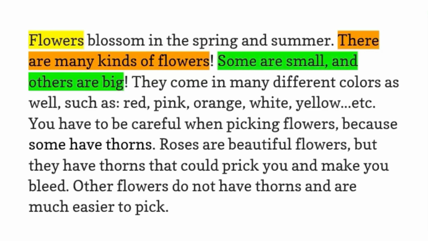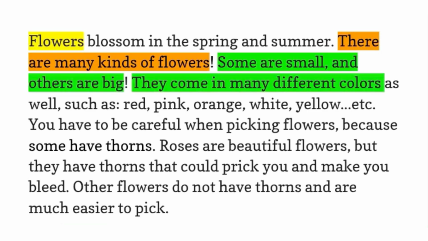Now that we found that first detail, now we have to find another detail that proves that there are many kinds of flowers. So what we can do is we can just keep reading. They come in many different colors as well, such as red, pink, orange, white, yellow, etc. Well, guess what? That is also a detail that helps prove that there are many kinds of flowers because they're telling you that they even come in different colors. We're going to continue reading to see if we can find more details that prove that there are many kinds of flowers.